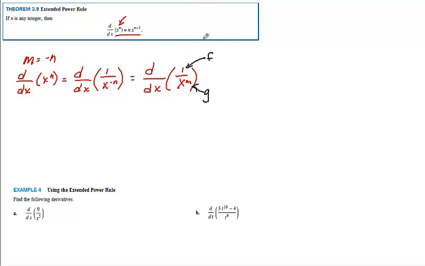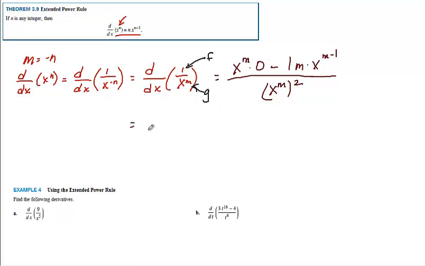Using that quotient rule, I'm going to say it is low d high, so it's x to the m times the derivative of the high. That would be a 0. That term's gone. Minus, so it's low d high minus high, that's a 1 times the derivative of the denominator. And the derivative of that denominator would then be m times x to the m minus 1, all over x to the m quantity squared.